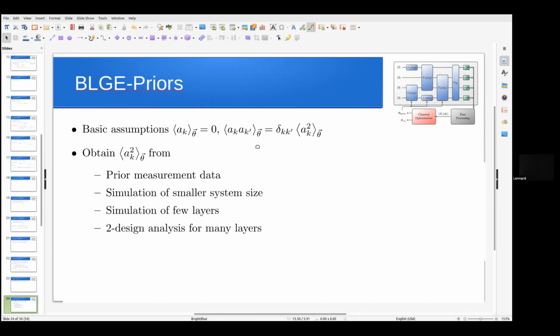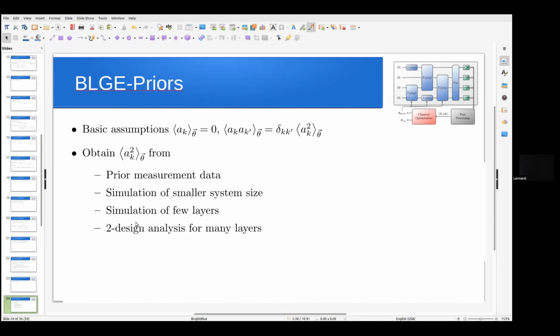Which means the only question we now have is how we get the sizes of the Fourier coefficients. There are quite a few ideas. One can use already existing data, because you might already know how large it is. You can simulate smaller system sizes, which might hopefully scale. You can also simulate a few layers of your VQA, which will always be possible, see how the complexity scales with layers, and then add more layers.